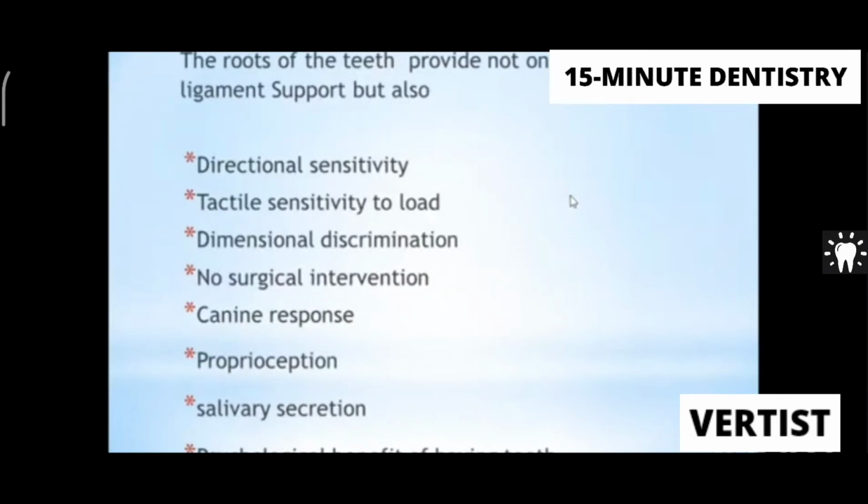So what we know is the root of the teeth provides periodontal support, of course, but with the periodontal support, it has all these things like the directional sensitivity, tactile sensitivity of load, dimensional discrimination. There is no surgical intervention, because when we are talking about tooth here, we are talking about tooth supported overdenture. The overdenture can involve the implant supported overdenture also, but implant supported overdentures will require some surgical intervention, whereas tooth supported overdenture will not. Then the canine response, again the proprioception, salivary secretion is controlled, and patients will have the psychological benefit of having teeth.